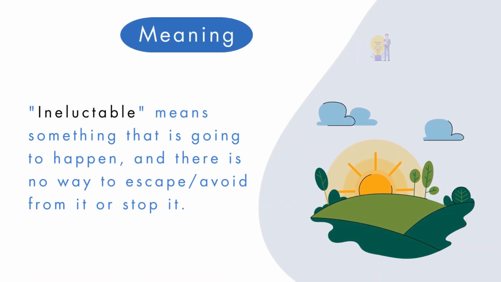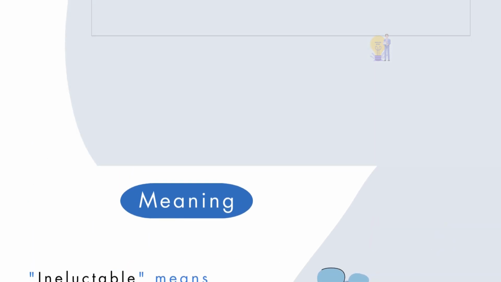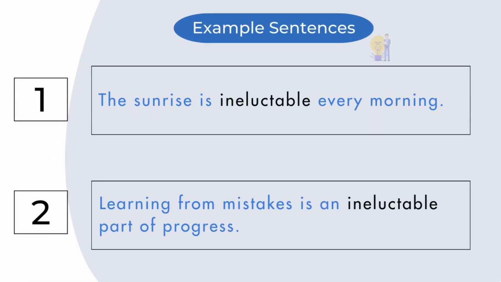Ineluctable means something that is going to happen and there is no way to escape, avoid from it, or stop it. The example sentences of ineluctable are: number 1, the sunrise is ineluctable every morning. Number 2, learning from mistakes is an ineluctable part of progress.